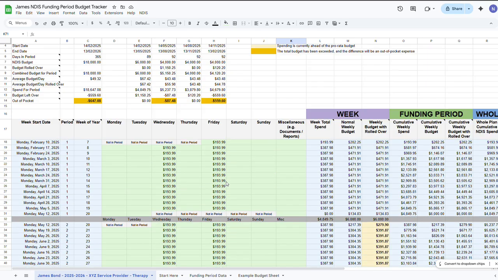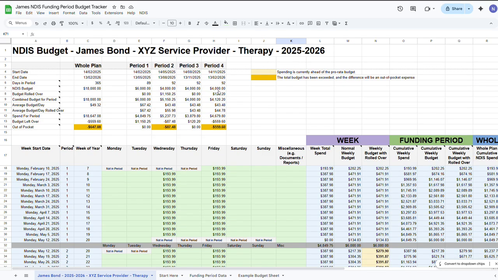So if I scroll up to the top, in period 4, my budget was $4,000. I had $120 from the previous period rolled over, but I spent $4,679.80, and therefore I'm going to be out of pocket $559.60. So that means overall I'm out of pocket $647.08 for this whole plan.